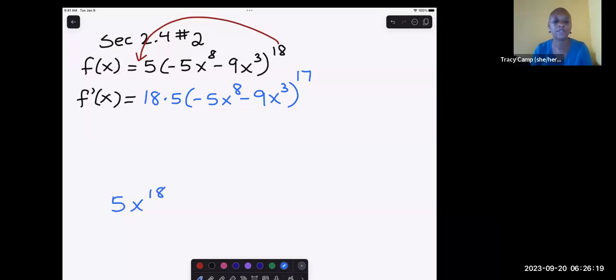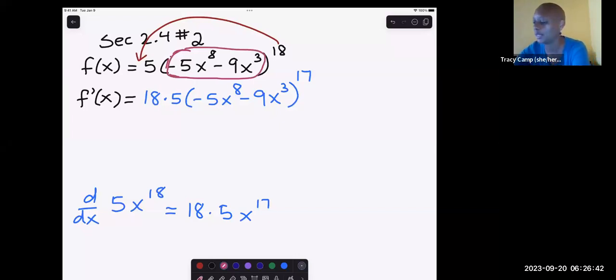If it were just 5x raised to the power of 18, then I could say the derivative of this would be 18 times 5x raised to the power of 17, and I'd be done. But because I have something other than just an x being raised to the power of 18, I have all of this stuff being raised to the power of 18. I have to use the chain rule, which says then you multiply by the derivative of all of that stuff that was being raised to the power of 18.